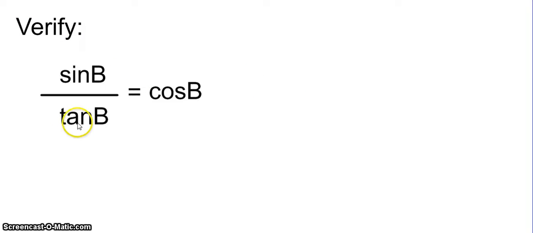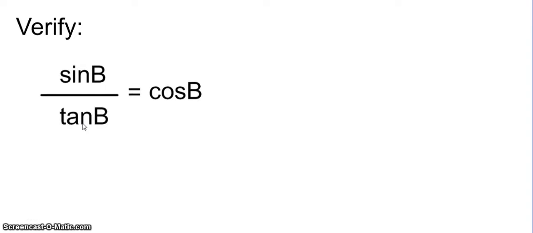So I've got sine of b over tangent of b equals cosine of b. Okay, which side looks a little more complex? Well, the left side. On the right-hand side, so I'm going to talk out loud. Well, weird if I talked with an inner monologue on a video. But the right-hand side has cosine. The left-hand side has sine and tangent. So let's change tangent into sine over cosine so that I'm introducing a cosine.